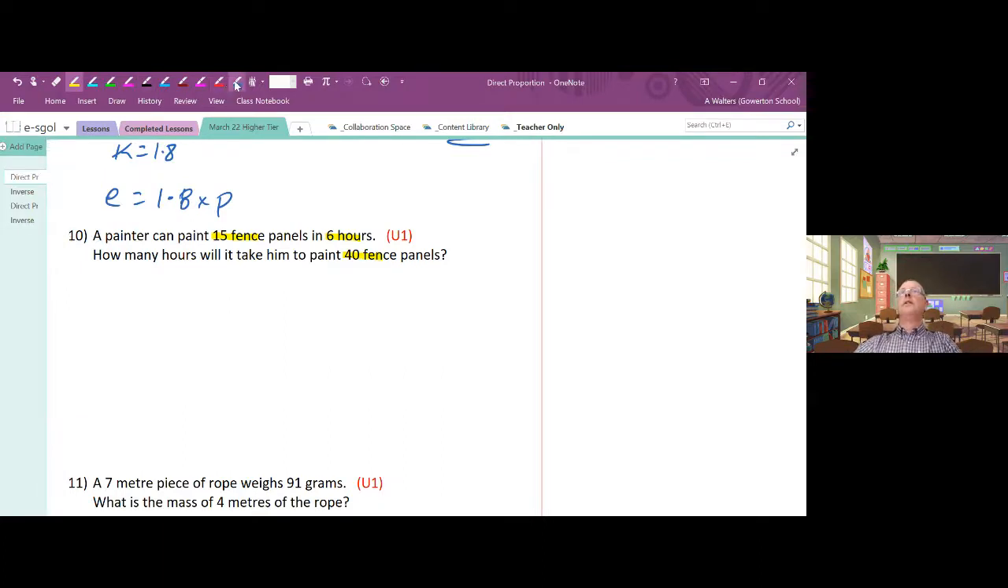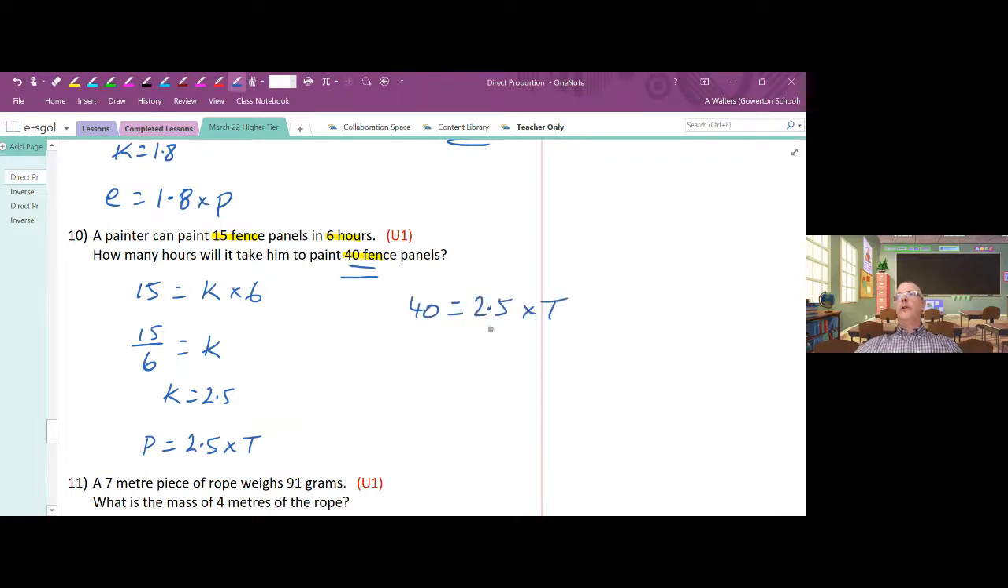Okay, so to get 15 fence panels, you multiply the time, which is 6 hours, by something to get 15. So if you divide 15 by 6, it's 2.5. So K is 2.5. So therefore, to get the number of fence panels, whatever wording you wish, the number of panels is always 2.5 times the time, right? You paint 2.5 fence panels every hour. So if I want to work out how long it takes to paint 40 fence panels, you replace the panels with 40 times the time. And when you divide 40 by 2.5, you end up with 16 hours.